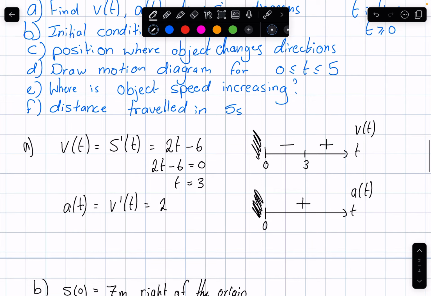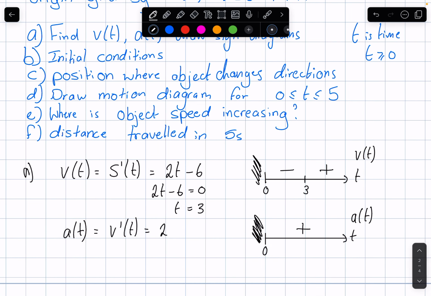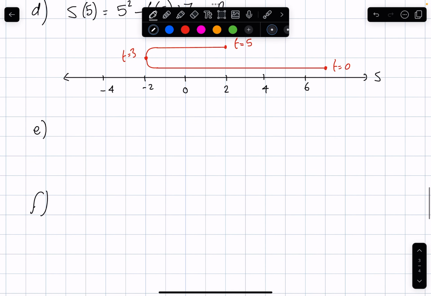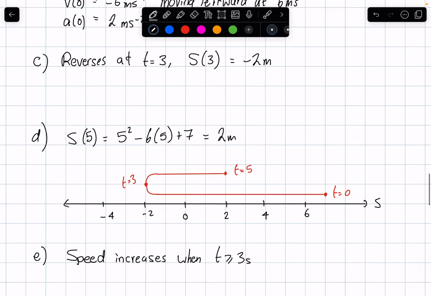All right, jumping back up to E, where is the object speed increasing? We know it's increasing when the sign of v of t and the sign of a of t are the same. A of t is always positive, and v of t is positive when t is greater than or equal to 3. So that is the interval. So speed increases when t is greater than or equal to 3 seconds. Okay, so that was when both signs were positive.